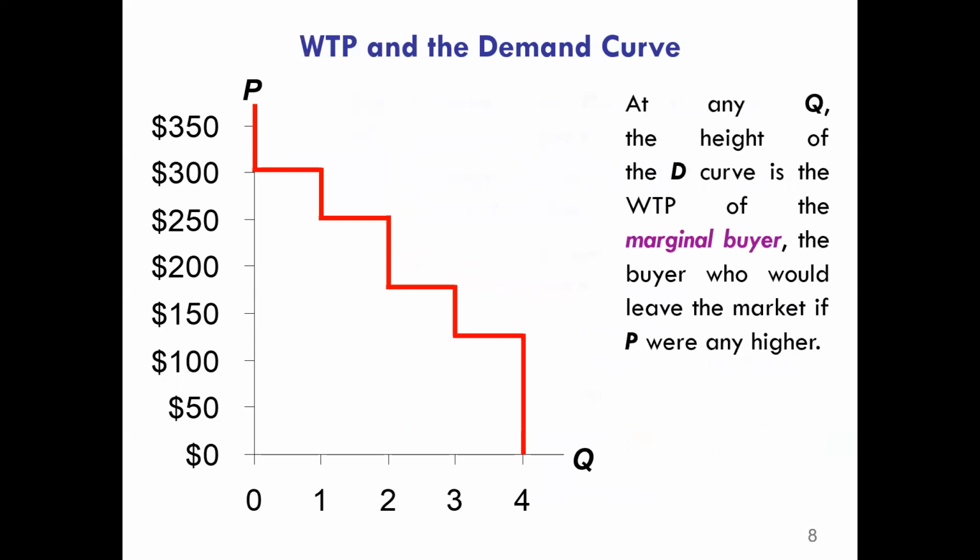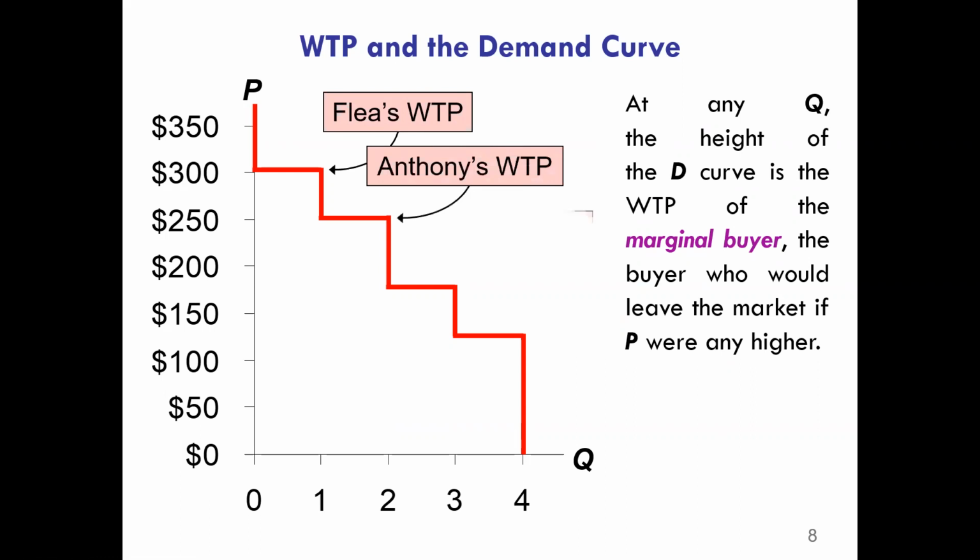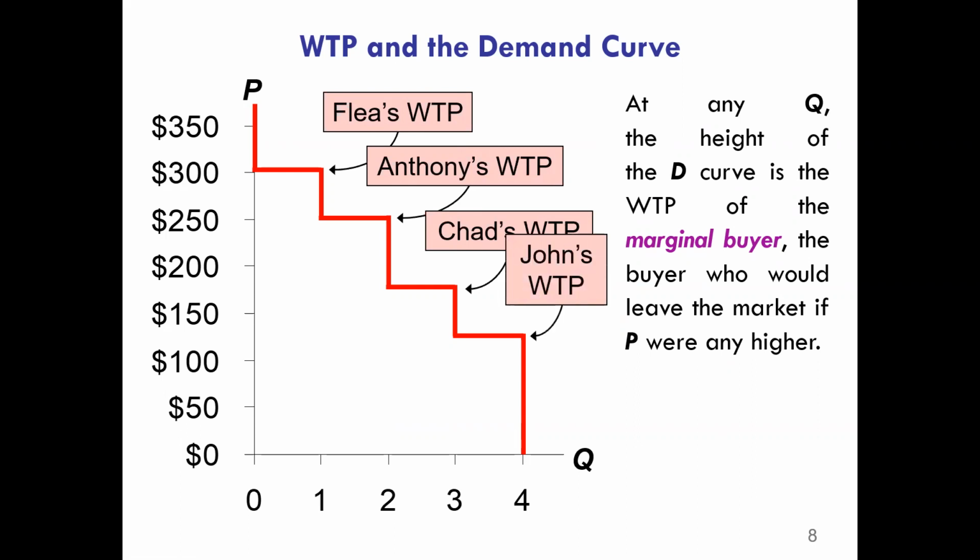So at any quantity, the height of the demand curve is the willingness to pay of the marginal buyer, the buyer who would leave the market if price were any higher. So we can see from this graph that Flea's willingness to pay is 300, Anthony's willingness to pay is 250, Charles' willingness to pay is 175, and John's willingness to pay is 125.